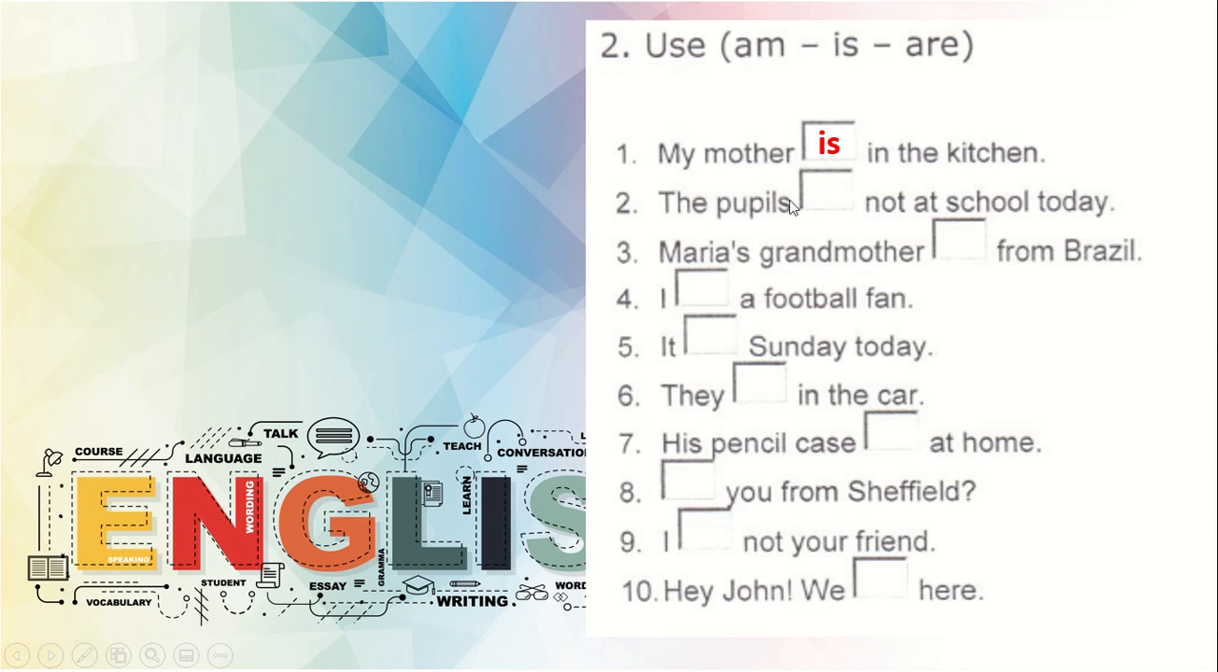The pupils, they. So we have are. They are not at school today. You can see this sentence is a negative sentence because of not here. So now pause the video and try to complete the task.